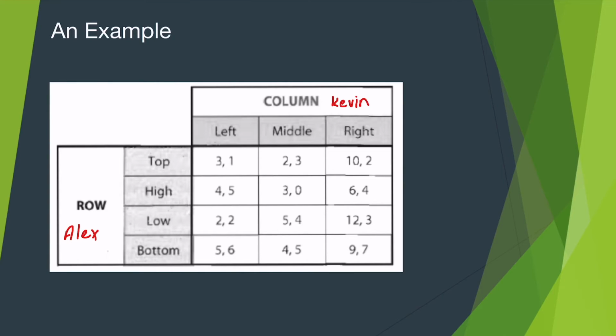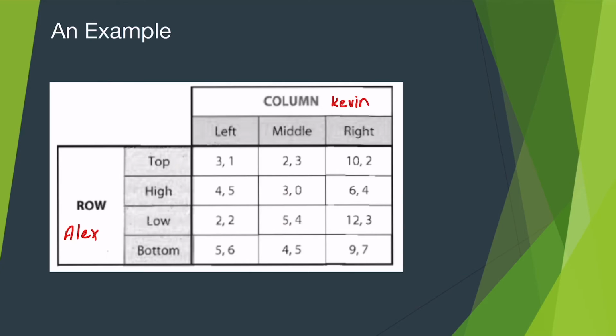This game is a two-player game. Alex is the row player and has 4 options: top, high, low, and bottom. Kevin is the column player and has 3 options. You can see the outcomes of each cell for Alex and Kevin. We'll try to find the Nash equilibrium based on these points, and it is one of the cells in this table. Remember, Nash equilibrium asks for a cell where no one wants to change their decision.